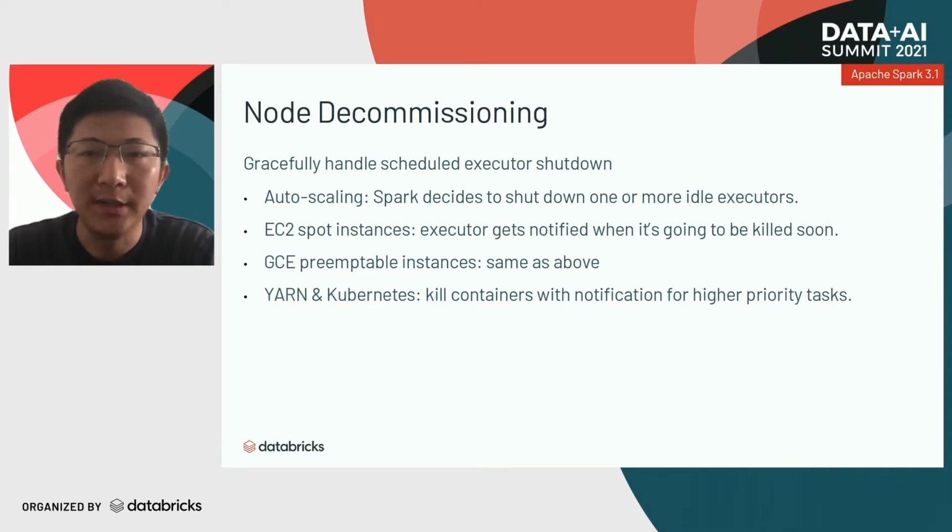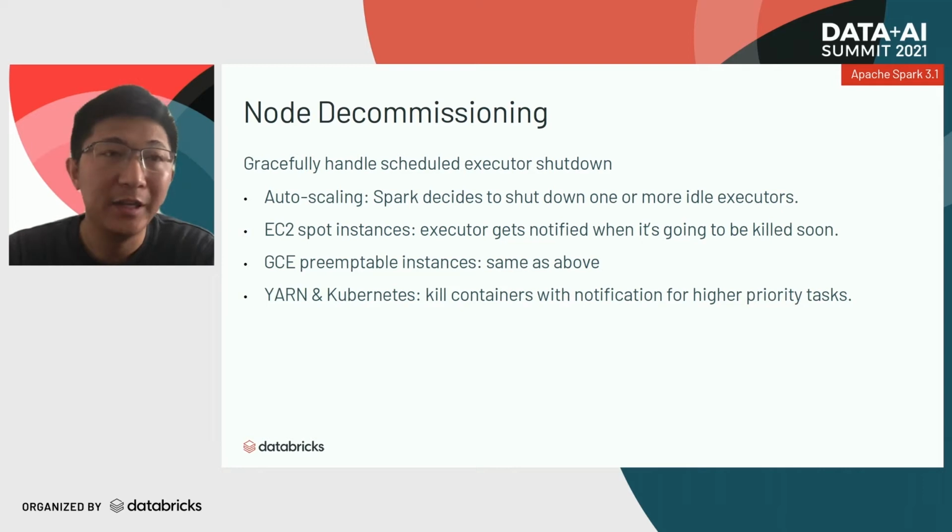In the real world, there are several cases where the executor shutdown is known ahead. For example, Spark has a feature, auto-scaling, to tune the size of the cluster depending on the demand. And in that case, Spark sometimes can decide to shut down one or more idle executors. If you deploy Spark on cloud, like AWS, there is EC2 spot instance, which will notify the executor that it's going to be killed to make way for other accounts, and this is a very cheap instance.